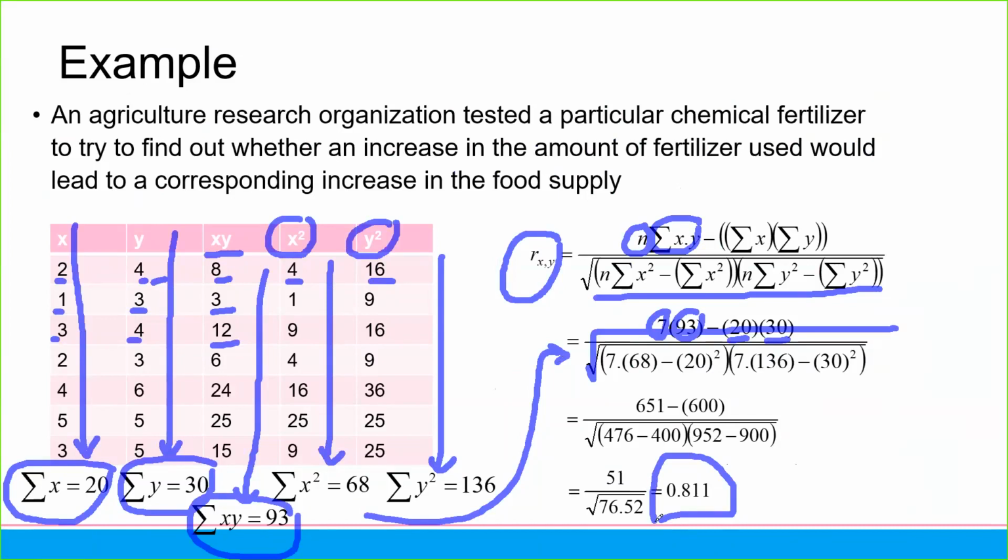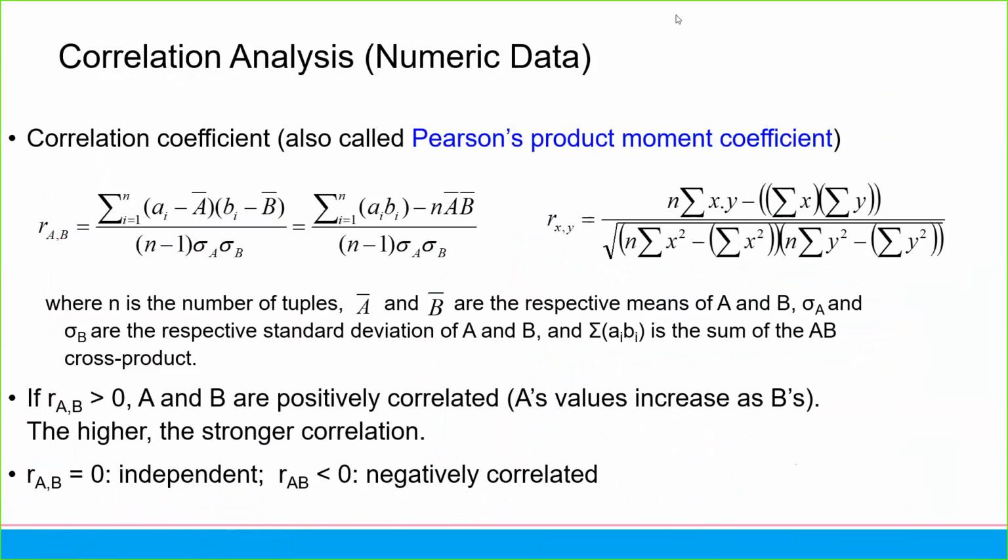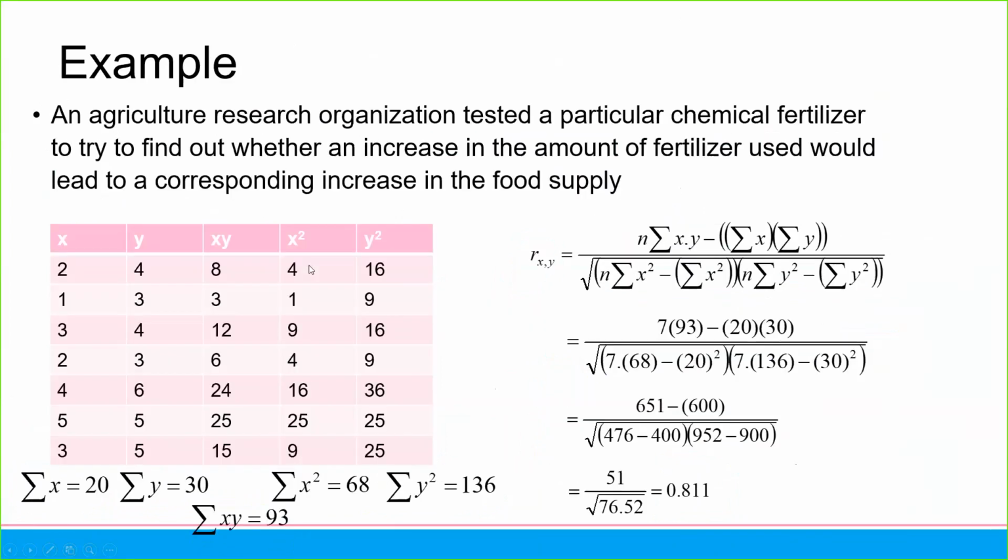Based on the definition, is it high? Is it positively correlated or not? If it is higher than 0, it is positively correlated. And because it is almost 1, we can say it is very highly correlated.